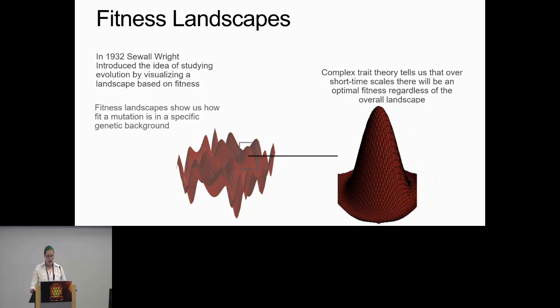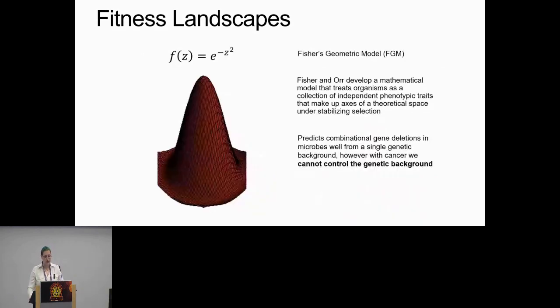There was a model developed by Fisher and Orr also in the 1930s that treats organisms as a collection of independent phenotypic traits that make up axes in a theoretical space under stabilizing selection, meaning that there is an optimal fitness. This model was used very successfully in microbes to predict gene deletions. However, the experiments that were done were using microbes that had a single genetic background. So they were very carefully curated to make sure that they were all coming from the same starting place.